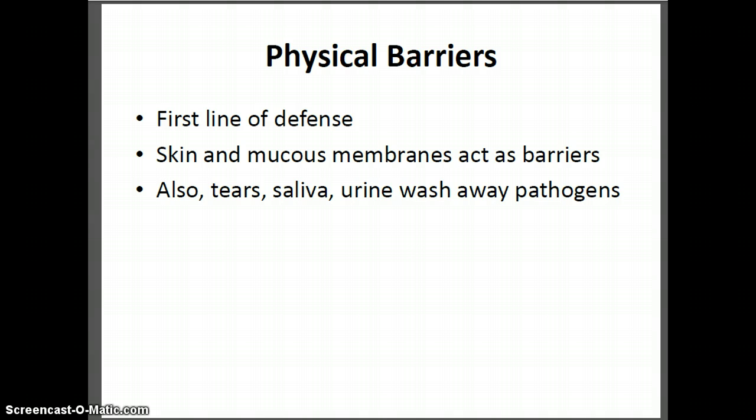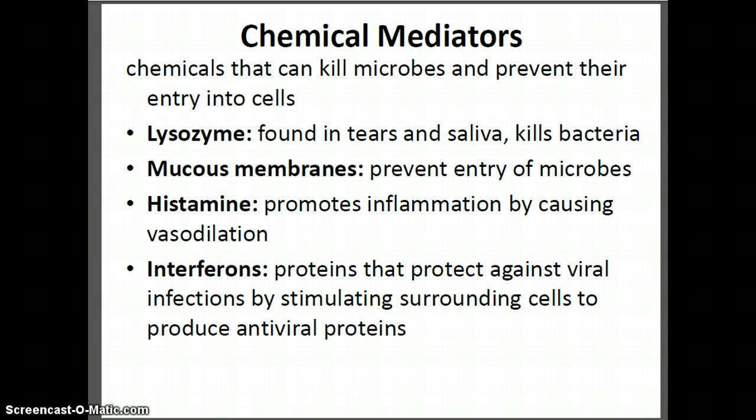Tears, saliva, and urine can also wash away pathogens. Chemical mediators are generalized chemicals that kill microbes and prevent their entry into cells. Lysozyme, found in tears and saliva, kills bacteria. Mucous membranes contain cells that help to prevent the entry of microbes. Also, the mucus is sticky, and the cells lining those membranes are ciliated. Histamine promotes the inflammatory response and causes vasodilation, and interferons are proteins that protect against viral infections by stimulating surrounding cells to produce antiviral proteins. So these are activated as well.